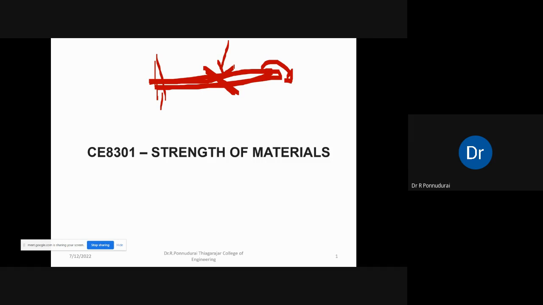So why is it at a 45 degree angle? Anybody? Why is the plane of failure at a 45 degree angle in this case? Okay, so we know that the maximum shear stress is expected to develop at 45 degrees to the maximum principal plane. Okay, you might have studied somewhere. Okay, 45 degree angle.